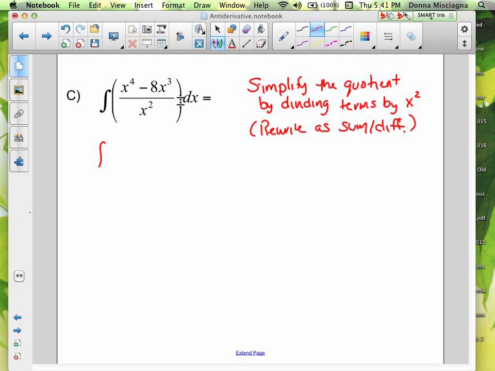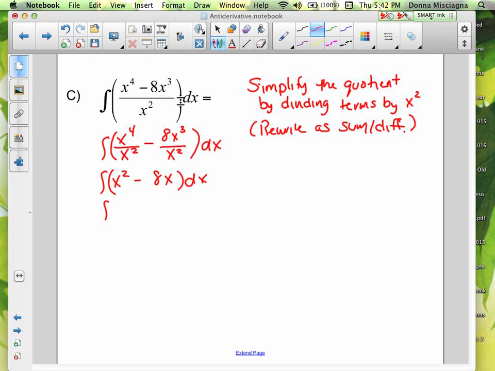So we have the integral. If I divide x to the 4th by x squared, this is going to be x squared minus 8x cubed. Actually, maybe I'll write it the long way, just to make sure there's no questions. So x to the 4th divided by x squared minus 8x cubed divided by x squared, just splitting this into 2 fractions. And dx is my variable of integration there. So this reduces to x squared minus 8x.